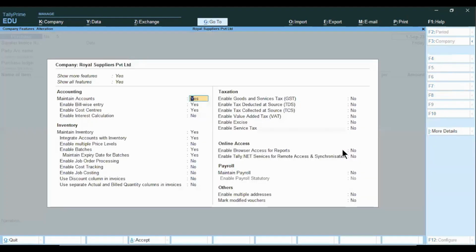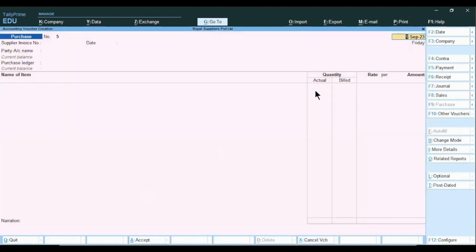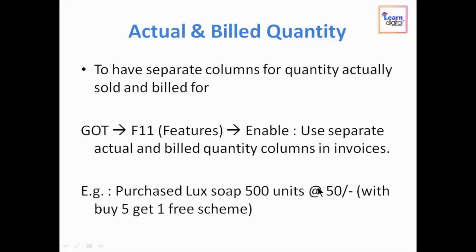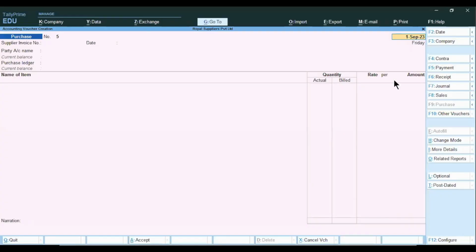F11 features of the company, and this question needs to be enabled: use separate actual and bill quantity columns in invoices. So I'm pressing Y from my keyboard, enter, press Ctrl A to save all the things. See, now we have two columns in our invoice. So suppose the date is not given, we will enter this transaction on 1st of May, enter.